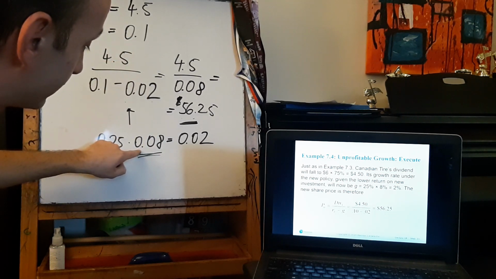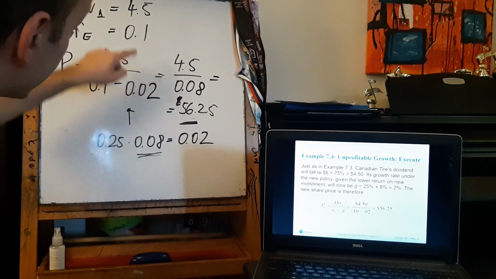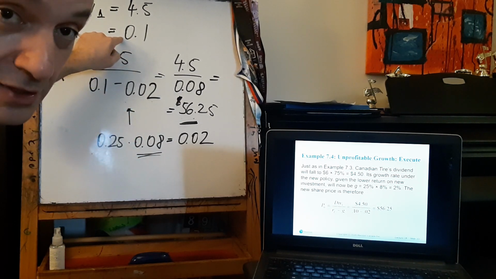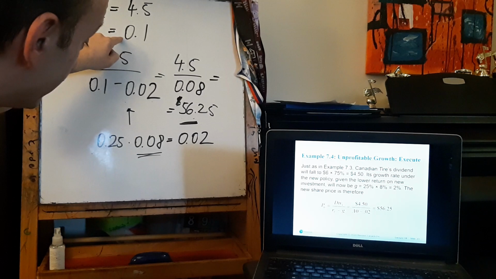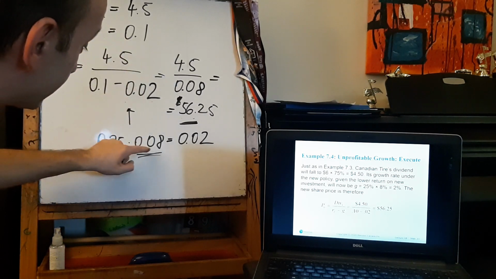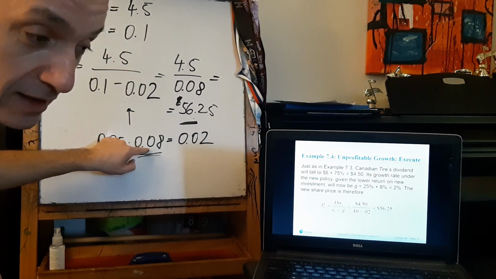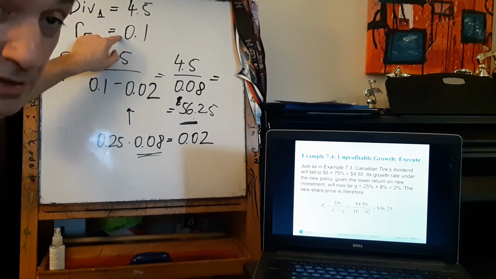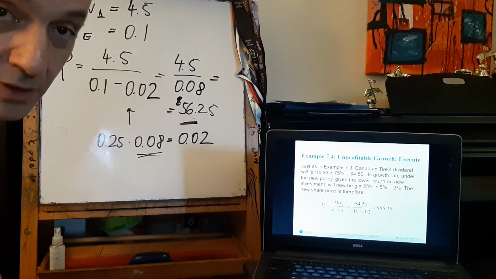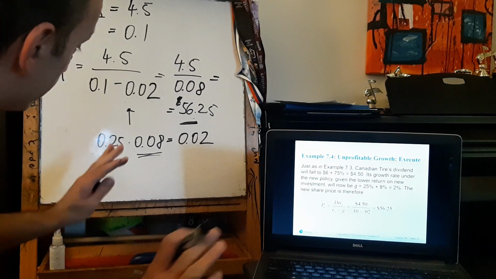Now look at this project. That new project has return of 8%, which is less than the return on the existing operations of Canadian Tire. So basically what you're doing is expanding your company into something that's less profitable than what you're currently doing. It's a bad idea. That's why they're going to punish you by lowering your share price. And so in a nutshell, that's it.